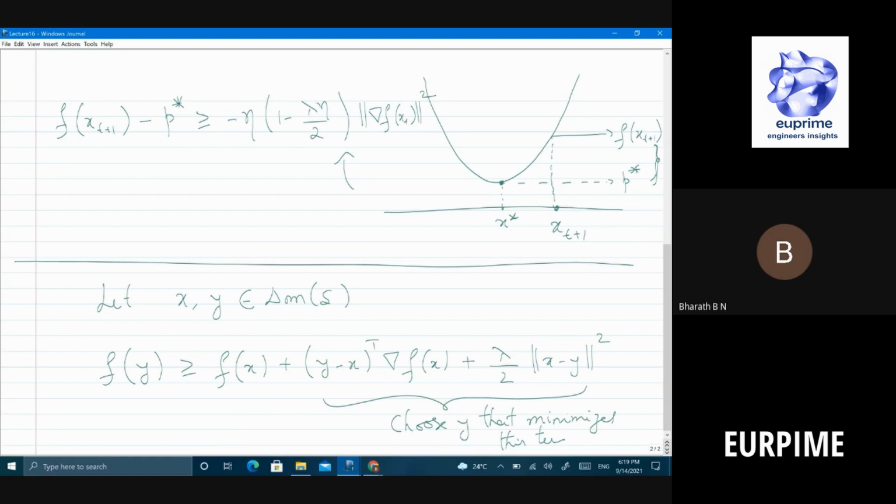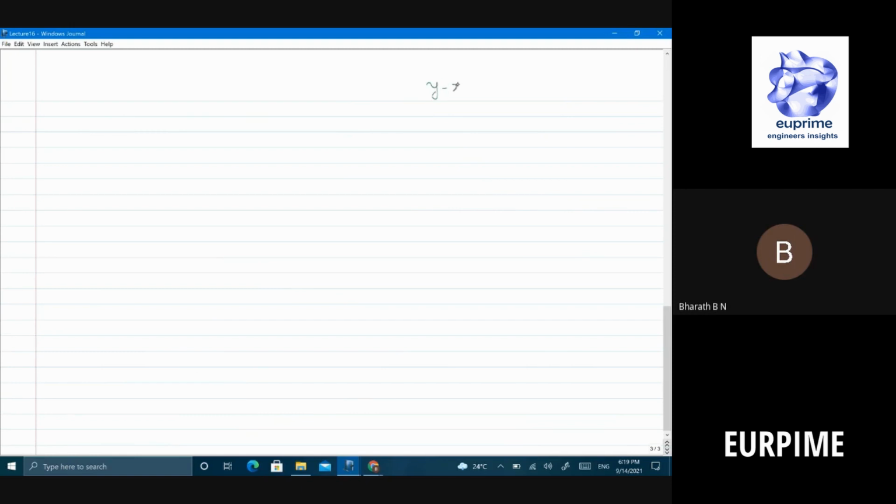Maybe I'll write it here. It's y minus x times the gradient of f at x, plus lambda by 2 times x minus y whole squared. I want to minimize over y. By the way, this function is convex, and therefore how do I minimize with respect to y? All that I have to do is take the derivative, right? So let's see, f dash of x plus, the 2 will cancel with this, x minus y with the negative sign. This is 0. So what is y?